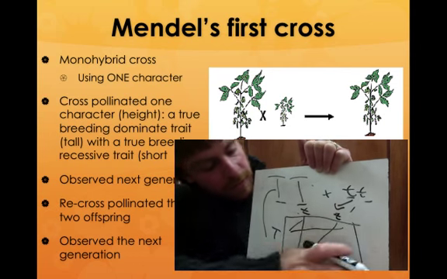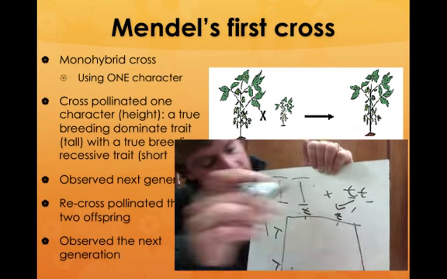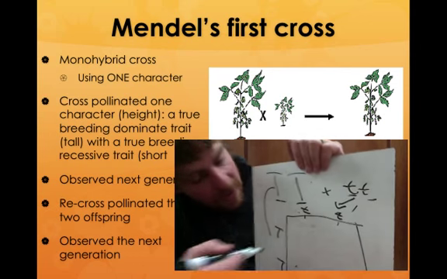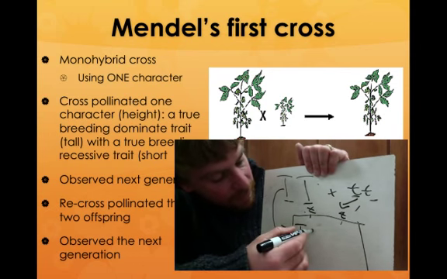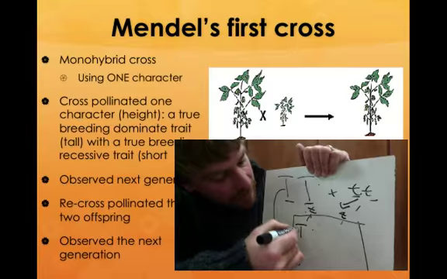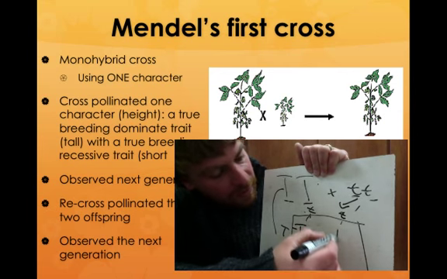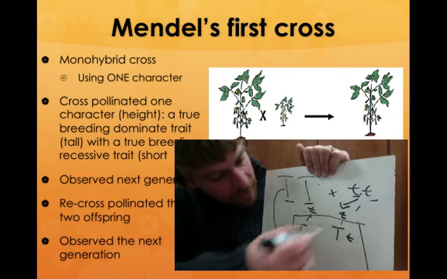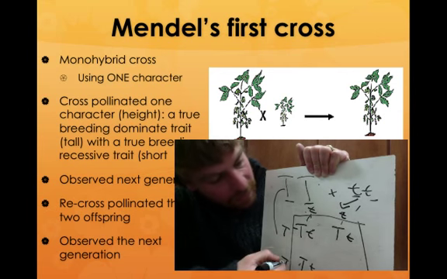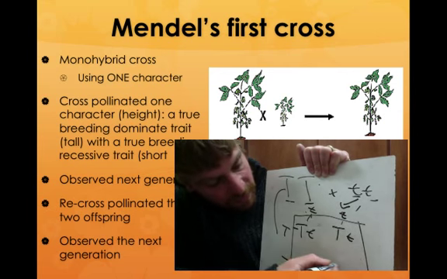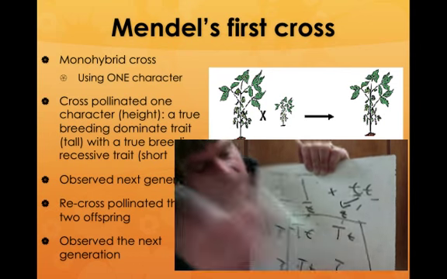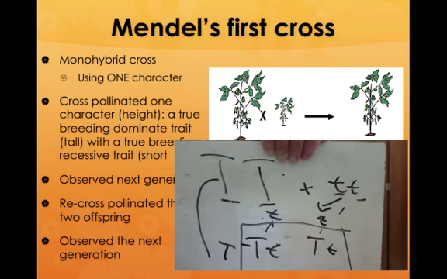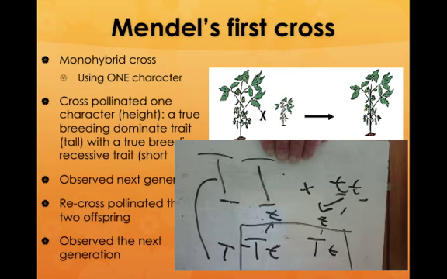Okay, so let's do that for a moment. This organism can donate big T, and this one can donate a small t. We can donate a big T. We can donate a small t. We can donate a big T. We can donate a small t. We can donate a big T. We can donate a small t. So all of our offspring here are going to be heterozygous, showing the tall phenotype. Does that make sense? All right, that's all the F1 generation.